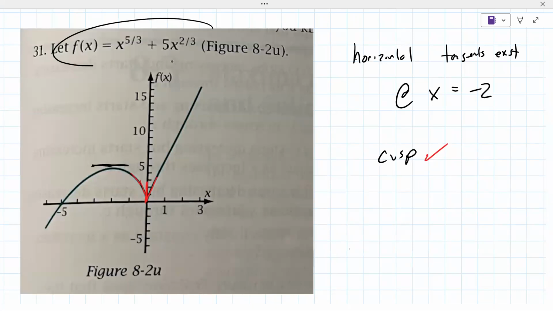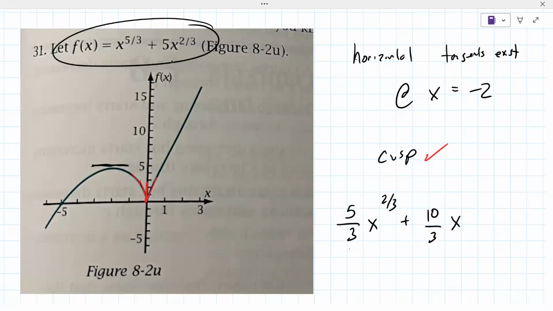Okay, could you take a derivative of this function for us, please? Okay, I got 5/3 x to the power of 2/3 plus 10/3 x to the power of -1/3.